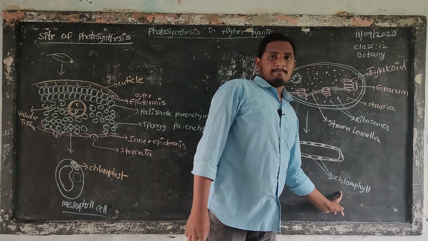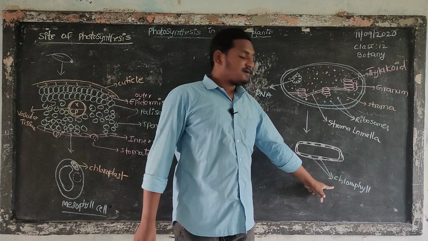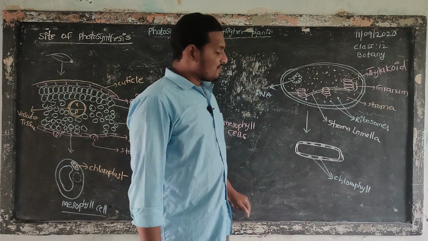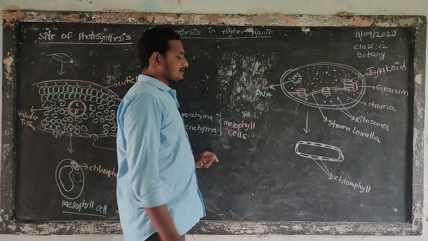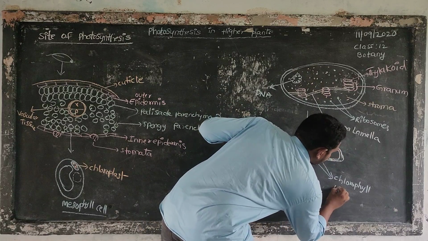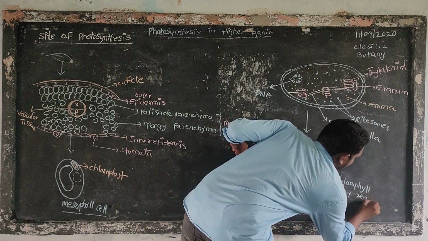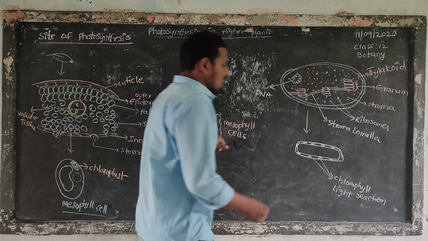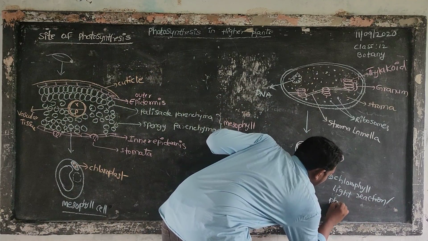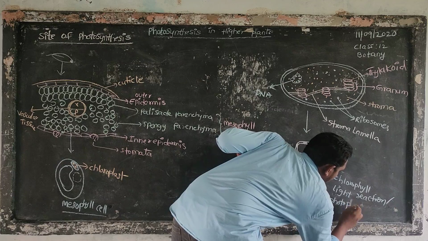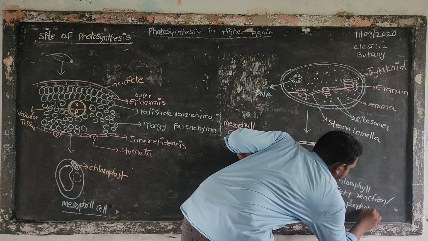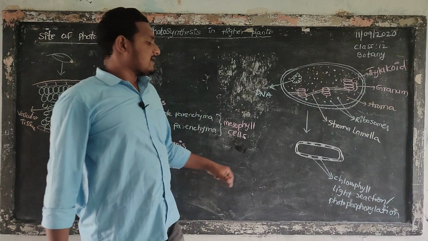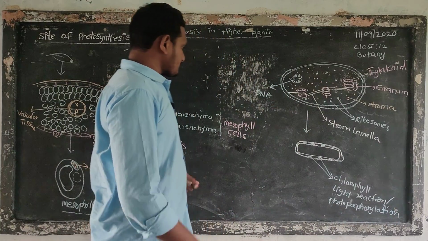When this chlorophyll captures sunlight, the process of photosynthesis starts. So chlorophyll activated by sunlight is the light reaction. The light reaction is also called photophosphorylation.